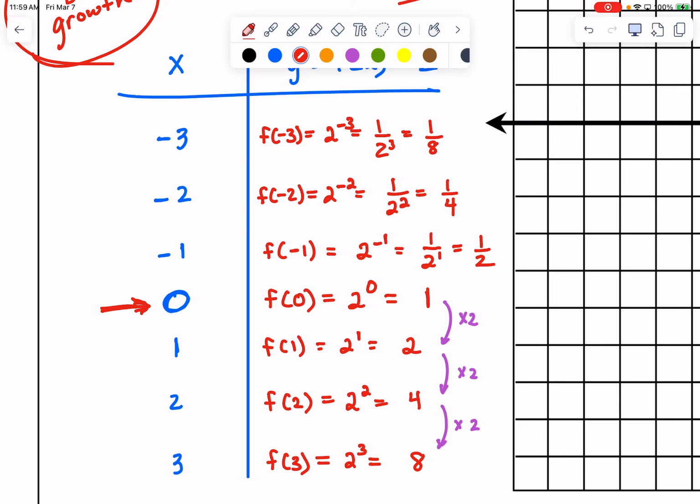Now look, when I went this way, what was I doing? Multiplying by 2. What's going to happen if you go the other way?